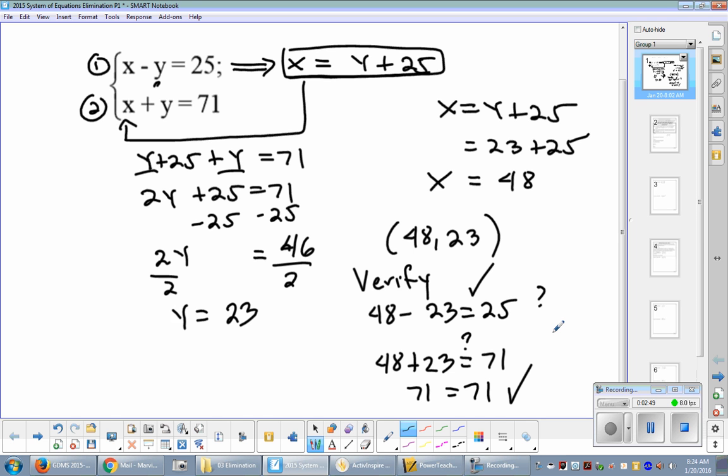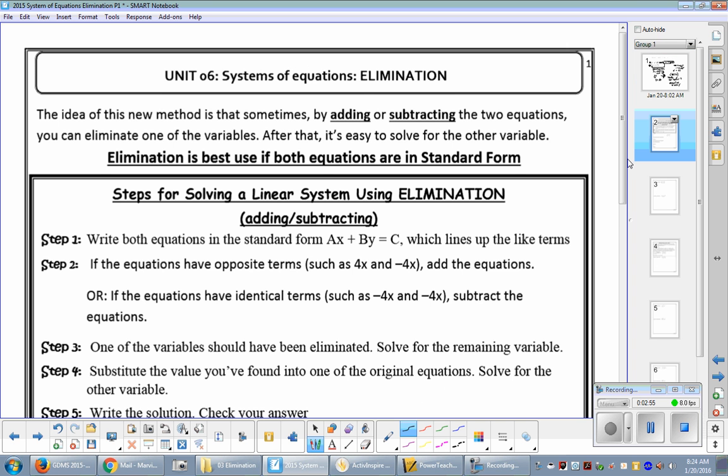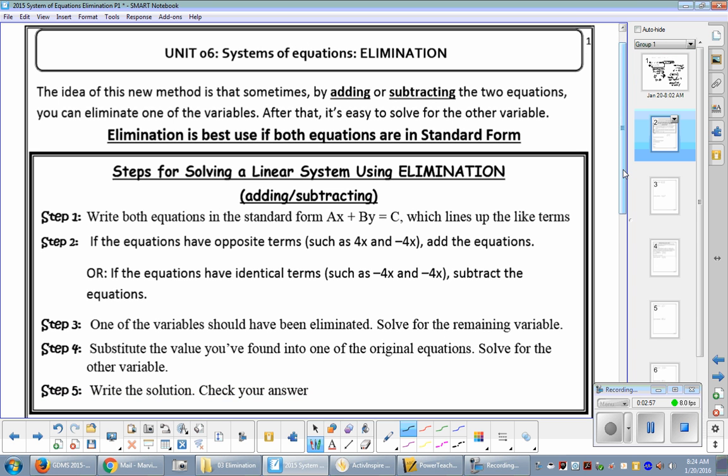We were able to solve the system using substitution. So next, we are going to start today solving systems using elimination. The idea behind this method is that when you add or subtract two equations, you will be able to eliminate one of the variables, either the x or the y. After that, it should be easy for us to solve for the other variable.